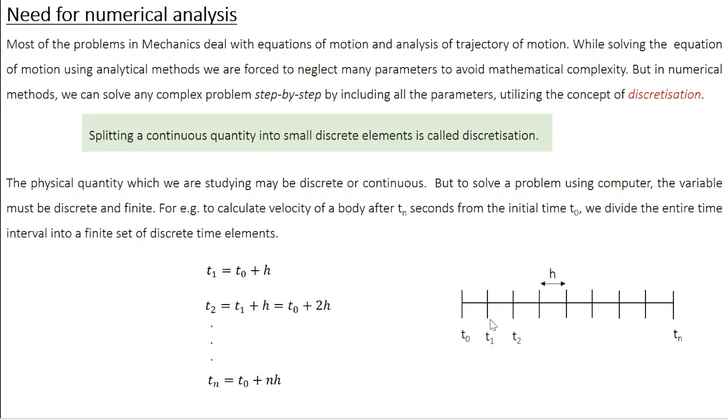Now you can calculate velocity at each of the time intervals. So your original idea is to find velocity at tn. You cannot calculate it directly, so you calculate at each subinterval, and step by step you finally arrive at the final solution. So this is the idea behind discretization.